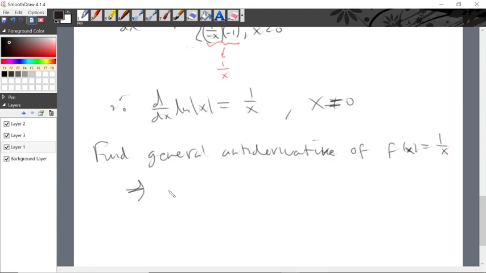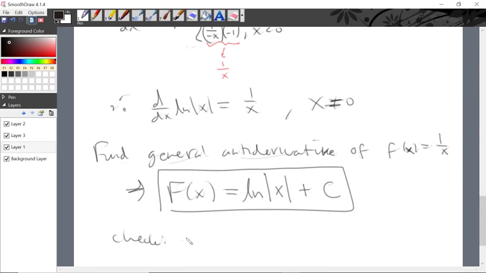So the answer to this would be that we have a function big F of x, which would be the natural log of, it would have to have the same domain as what we were given, so the natural log of the absolute value of x. And then to make it the true general antiderivative, that is a family of functions, we add the arbitrary constant c.